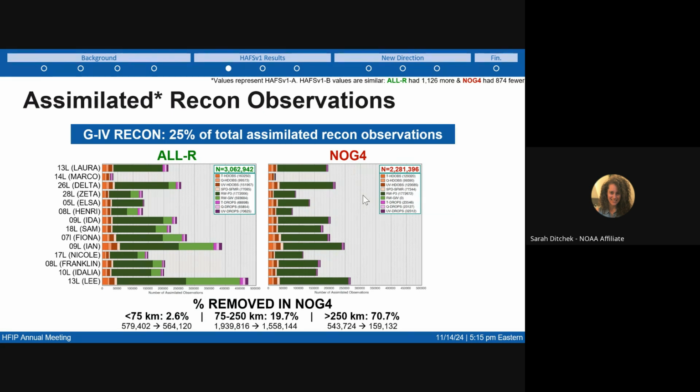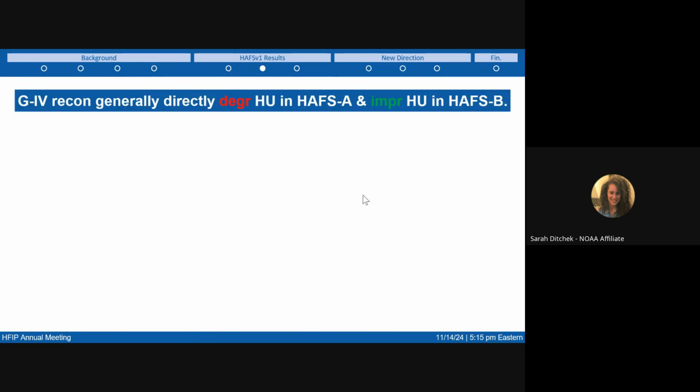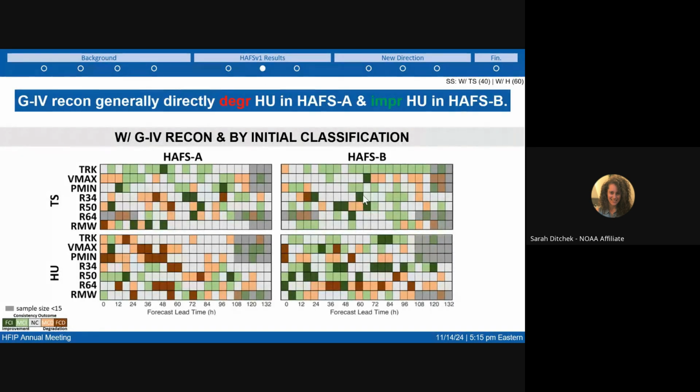Now, given the detrimental impact found when G4 recon was assimilated in hurricanes in HAFS A, the very first thing I looked at after these experiments completed with HAFS B was the performance by initial classification. What I found was that while G4 recon generally degraded hurricanes in HAFS A, it actually improved those same forecasts in HAFS B. You can see that here below.